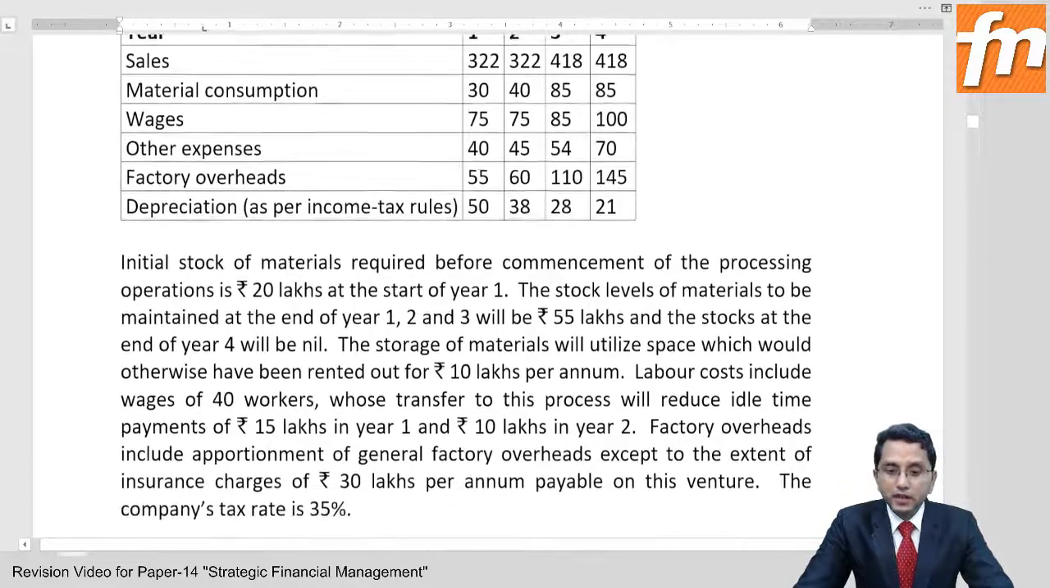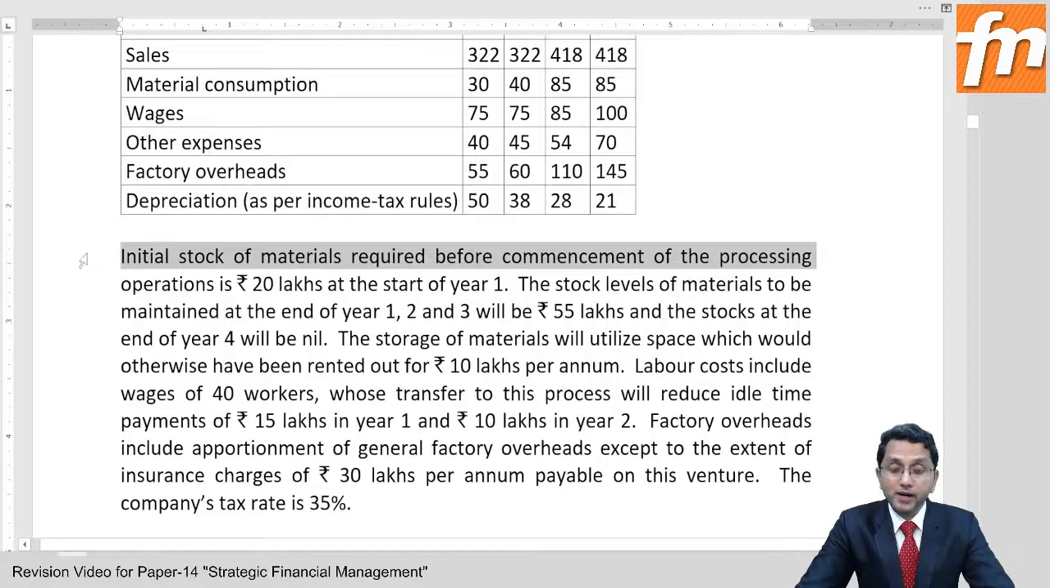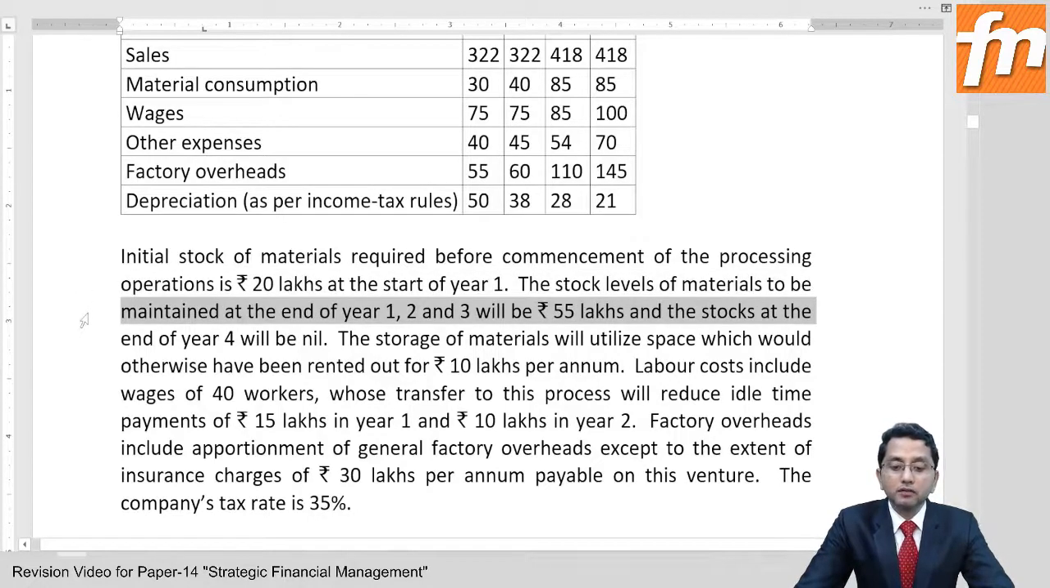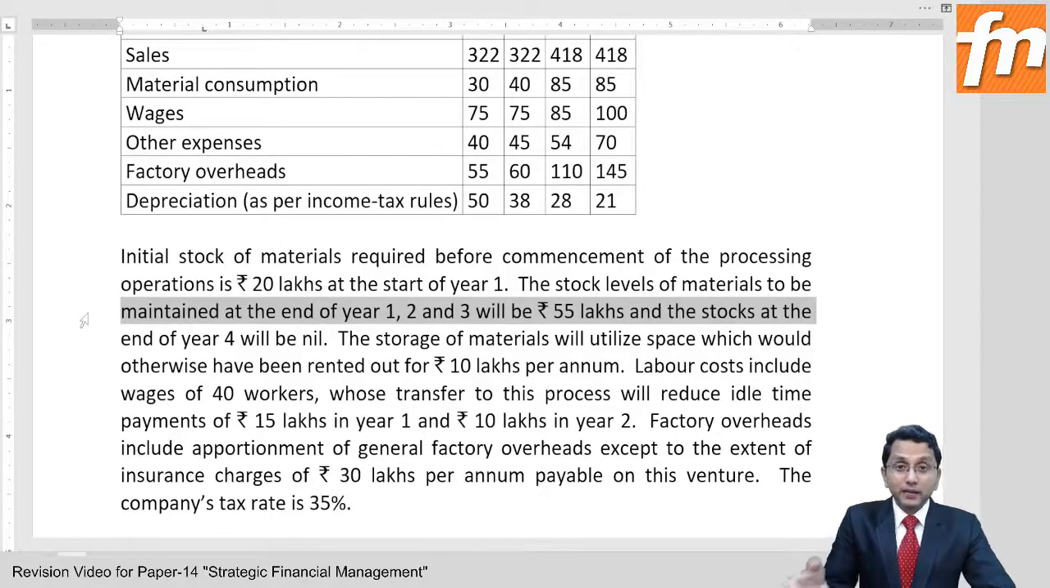So as I was saying, question mentions that initial stock of material required before commencement of the processing operation is rupees 20 lakh at the start of year 1. This is working capital at year 0, outflow of cash. The stock level of material to be maintained at the end of year 1, 2 and 3 will be 55. So 0 year stock is 20. First year it rises to 55. So that's an increase of 35 lakhs, right? 35 lakh will be outflow of cash at year 1. No cash flow at second and third year because the working capital level is maintained.